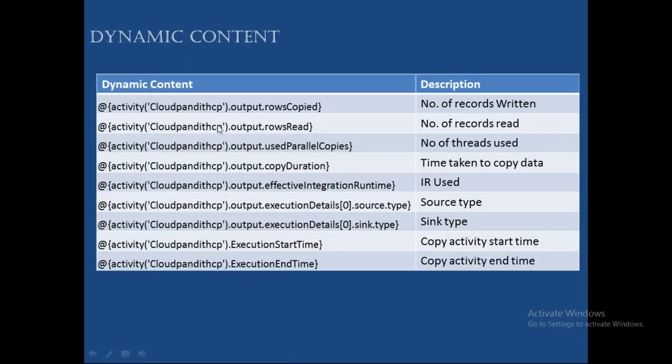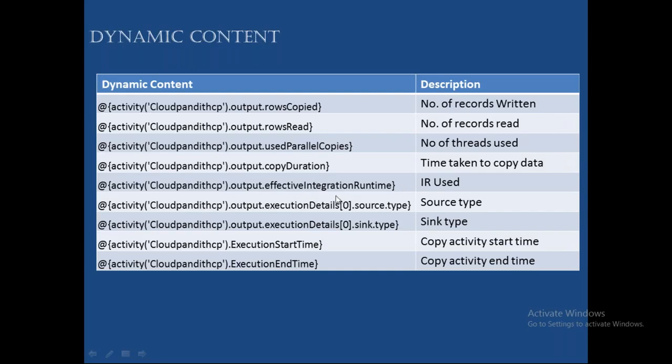Now, not only these, there are some other things. Now you see here, Cloud Pandit dot output dot rowsCopied. Rows copied means the number of records written into the destination. Next, output dot rowsRead. Rows read means the number of records read from the source. usedParallelCopies, the number of threads used, right? We know, right? Parallel processing. Copy duration. What is the time it has taken to copy data from SQL database to the blob storage? Time taken to copy data. It will be in seconds, remember.